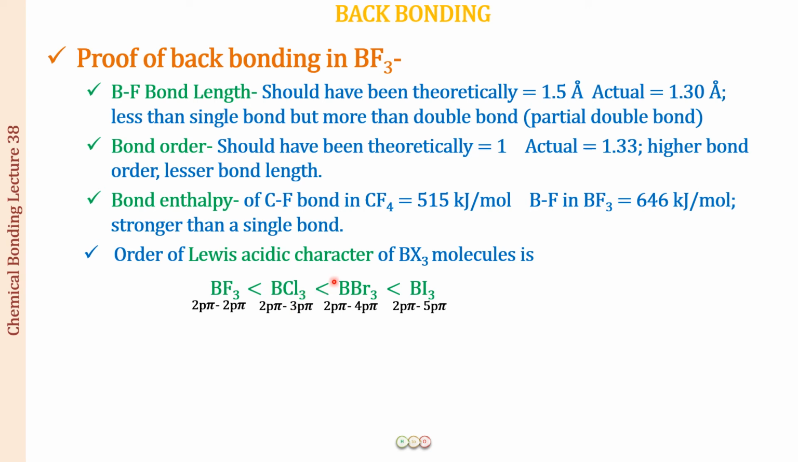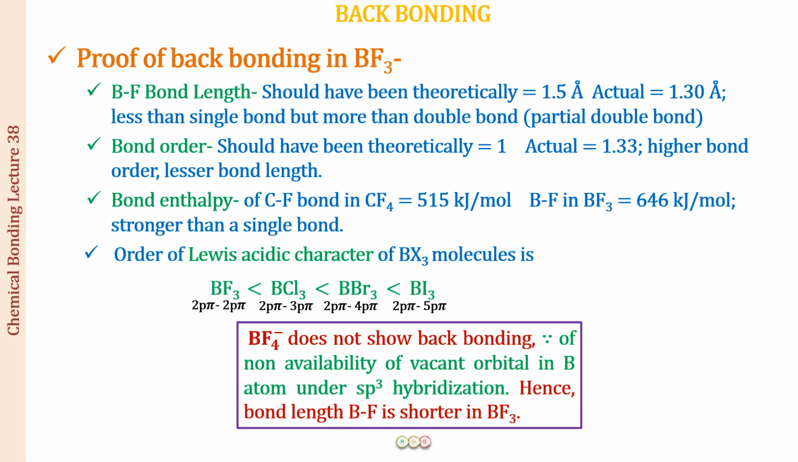Then obviously it is going to be BCl3, where it is 2p and 3p orbitals. But when we consider boron bromine, it is going to be 2p pi 4p pi, and here it is still a larger size of the atomic orbitals. So obviously I hope you can understand now that the back bonding tendency decreases as we move from fluorine to iodine. So the Lewis acid character is also going to be maximum for boron iodide.